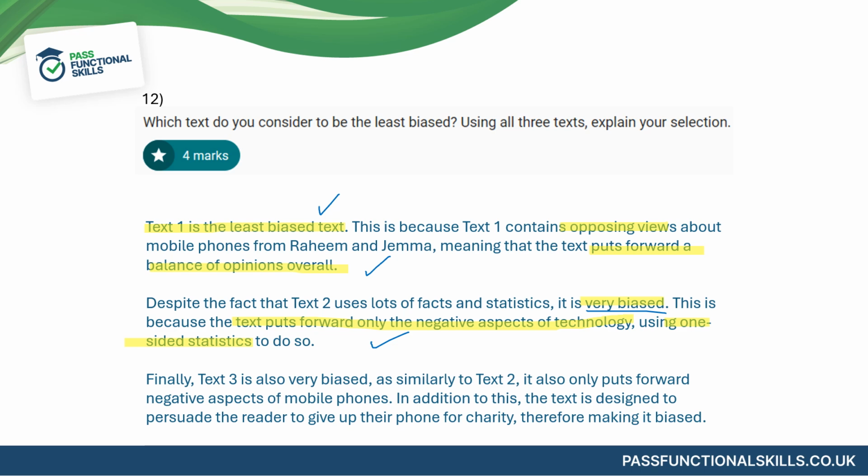Then finally, text 3 is also very biased, as similarly to text 2, it only puts forward negative aspects of mobile phones. In addition to this, the text is designed to persuade the reader to give up their phone for charity, therefore making it biased. So here the student has explained that a persuasive purpose means that it's biased, and also the fact that it's one-sided makes it biased too. We've also got this comparative phrase here, similarly to text 2, showing that we're comparing the levels of bias across the 3 texts.